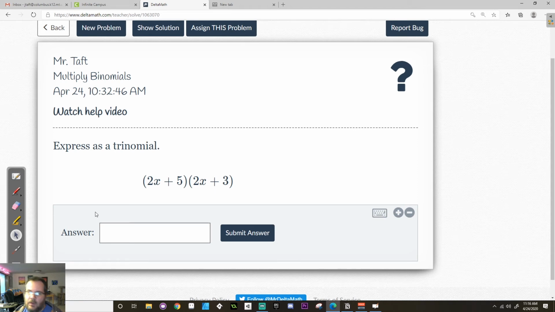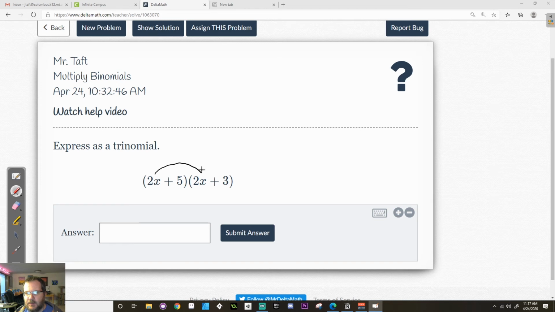Okay, so here we are. You have two assignments. You have one to do with your notes. That's just 5 problems. And you have another one that is a review of what we've covered so far in this unit. So looking at this one here, I'm going to do my first, outside, inside, last.